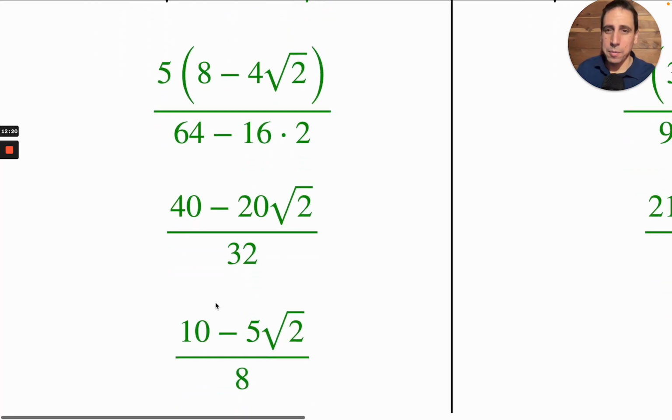You can take one more step here, because I noticed that all the terms, the 40, the 20, the 32, they're all divisible by 4. That's the greatest common factor of each of these three terms. You can factor them all out, and they cancel. And then this is it, 10 minus 5 root 2 over 8. If it weren't true, you can't just cancel the 40 and the 32, you have to cancel all the terms, 40, 20, and 32.